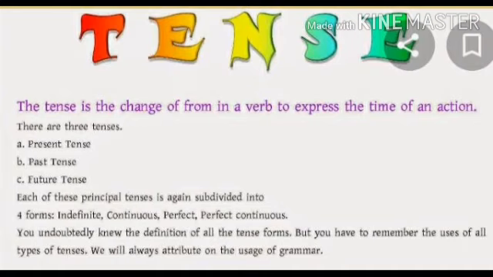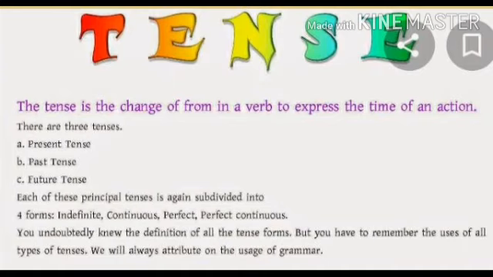Now students, the question that comes in our mind is, which types of time are there? The answer is time can be divided into three types. First is present, second is past, and third is future. As you can see in this picture, students, there are three tenses. Number A present tense, B past tense, C future tense.